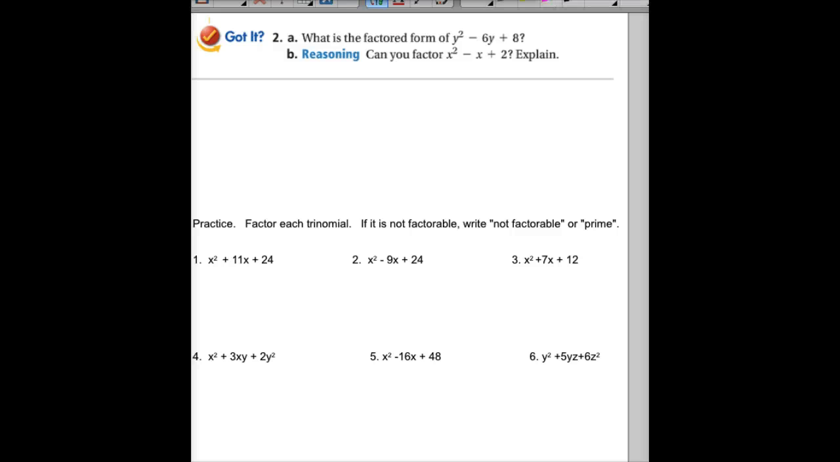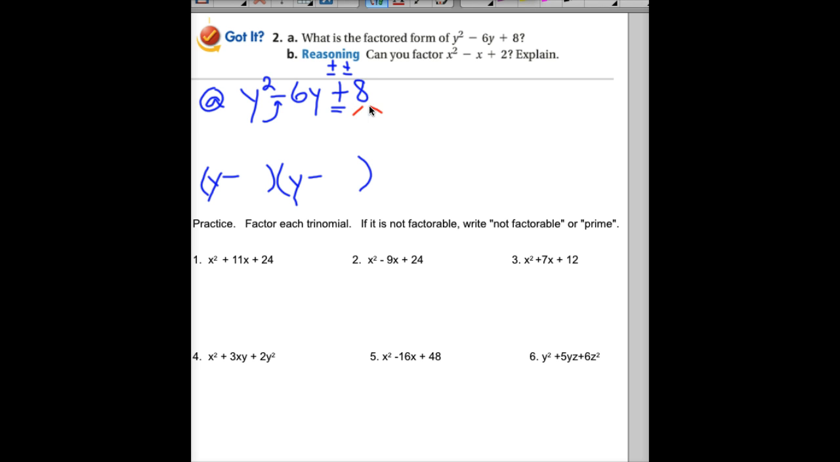Next up at the top of the page, part A, it says, what is the factored form of y squared minus 6y plus 8? Well, first of all, let's get the stuff we know. We know the firsts have to be y and y. Next, let's do a little sign analysis. I multiply to equal a positive, which means either both positive or both negative. Because of this middle term, I know I've got to have both be negative.